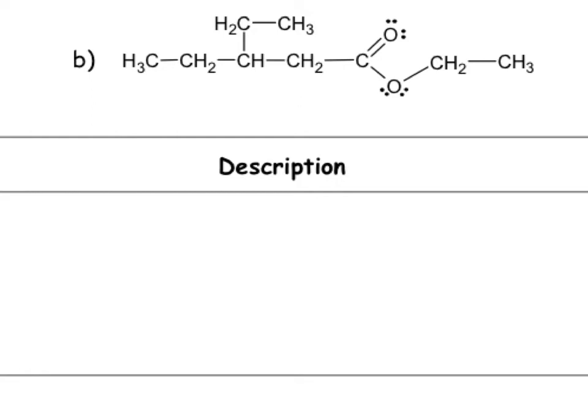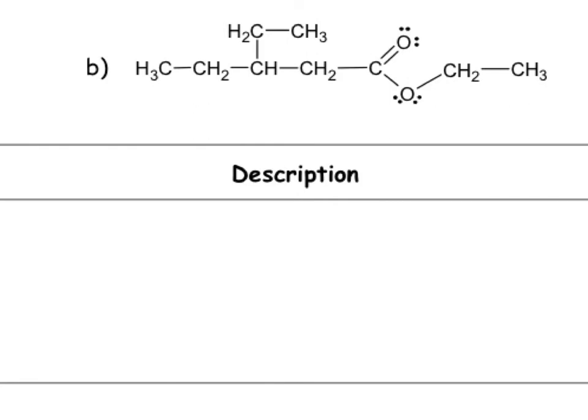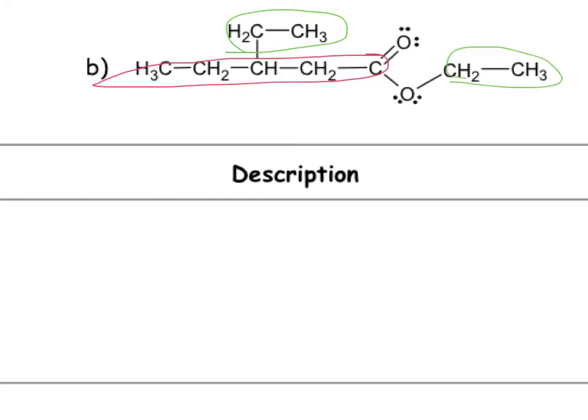Here's the answer for molecule B. My main chain is the group of carbons attached to the C double bonded O. That also gives me a side chain here and an ethyl group attached onto my oxygen. Because I have 5 carbons in my parent chain, this gives me the root pent, because they're all single bonds, an, and because this is an ester, oate.